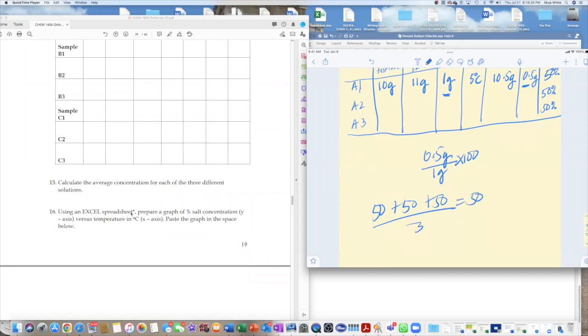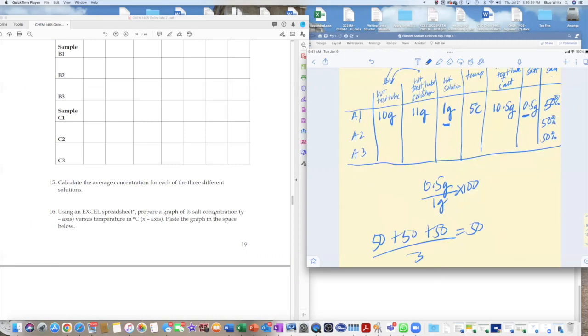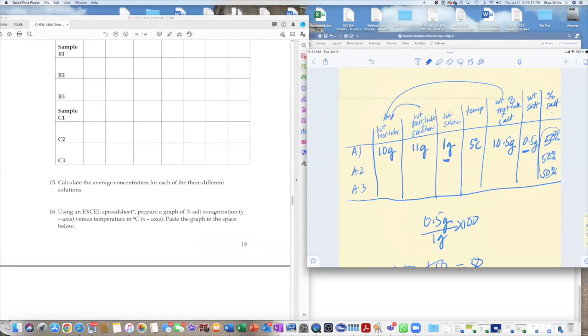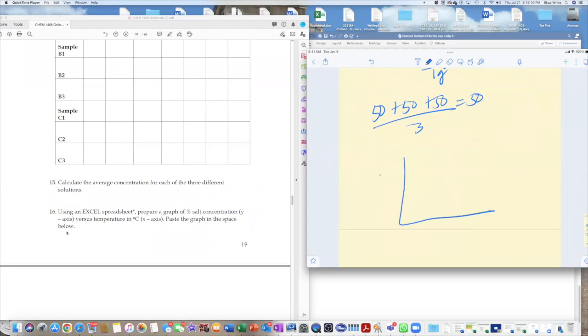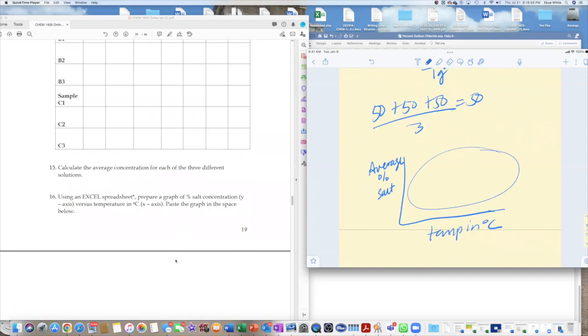Then it says using an Excel spreadsheet, prepare a graph of percent salt. So you have a graph of not the individuals, but the average, because that's why you got the average. You're going to plot 3 points only. So you're going to draw a graph of percent salt. They should have said average percent salt over temperature in degrees Celsius. And you should get your graph here, and it says paste the graph in the space below.